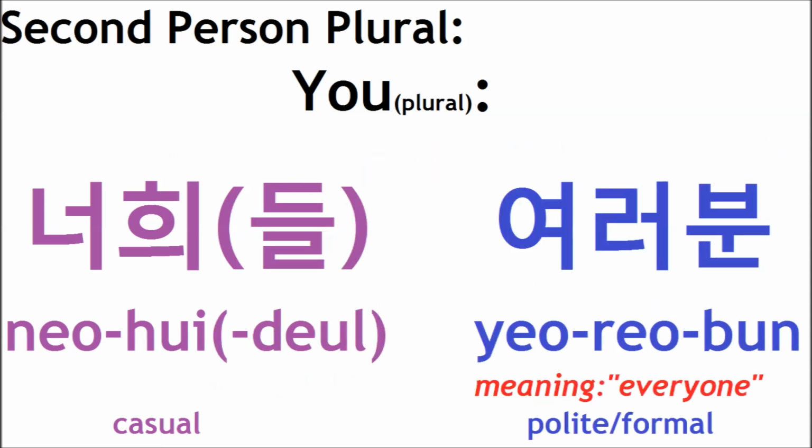And in Korean, you for when you're speaking to more than one person is ne hui do. Ne hui do in the casual form. Or sometimes you drop the do. Ne hui. And as we know, there's no polite/formal way of calling someone you in Korean. So what they do instead is say yarabun, which means everyone. Remember that part bun is the polite way of saying person.